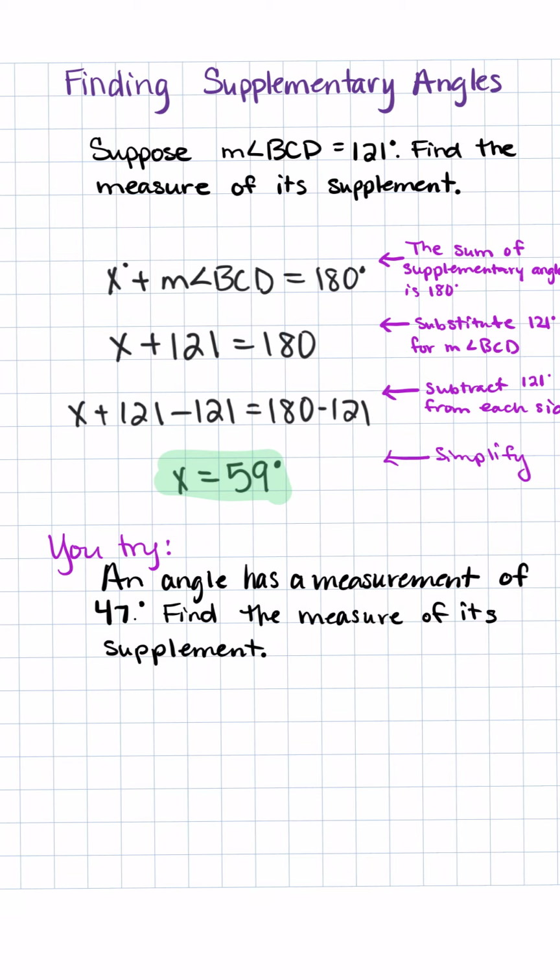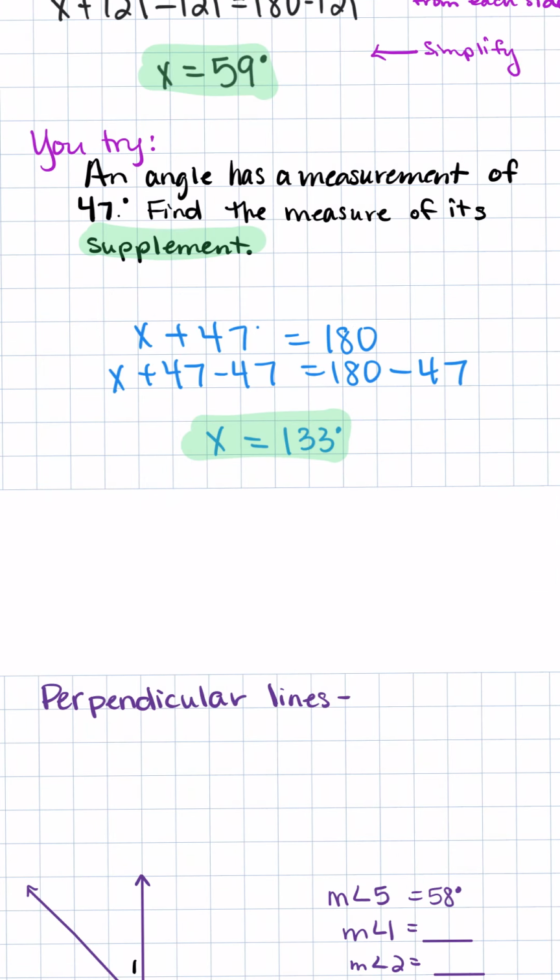So you try this one. If an angle has a measurement of 47 degrees, find the measure of its supplement. So once again, remember supplement is 180. Try this one on your own and then come back to me when you're done. If you got x equals 133 degrees, you are correct.